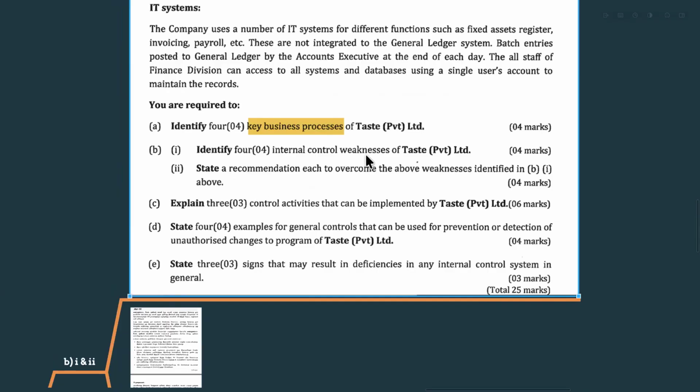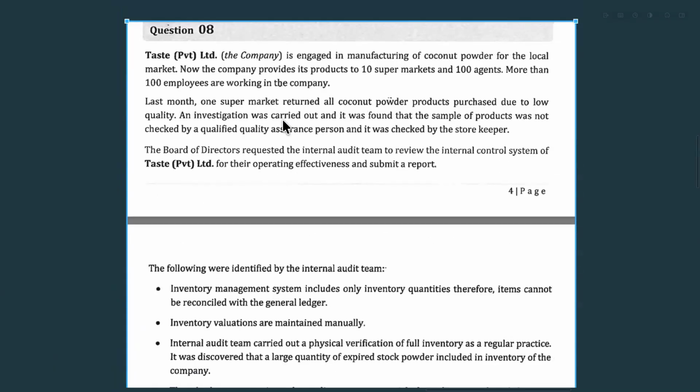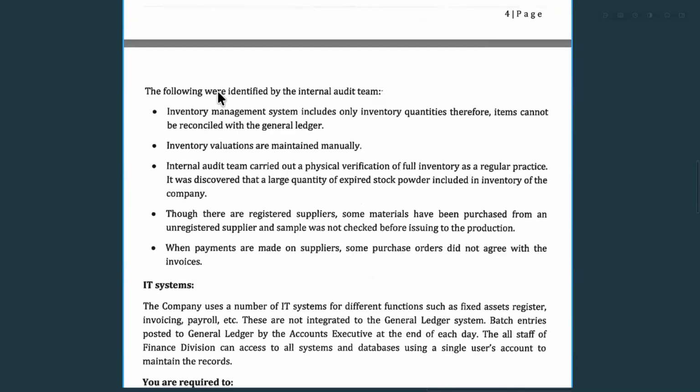You just identify four internal control weaknesses. I have identified so many internal control system weaknesses here. First one is, the storekeeper is checking the quality assurance. He is not a qualified person. That's one problem, right? As well as, they have been identified by the internal audit team, right? This one, the quantities are physically available, but it's not reconciled with the general ledger. Another one.